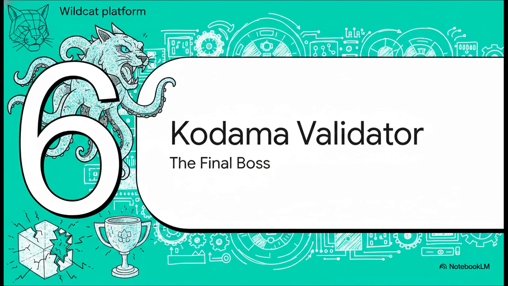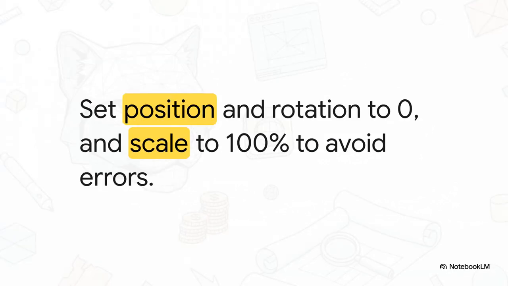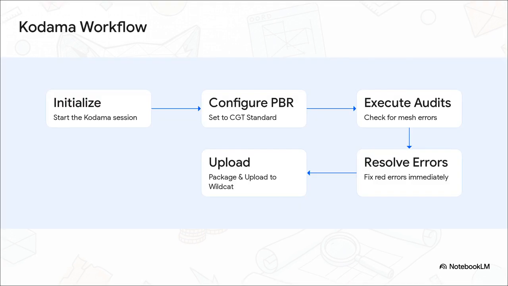All right, it is time to face the final boss, the Kodama validator. Even if your model looks absolutely perfect, if it fails the automated Kodama Validator plugin, you can't even upload it. Before you run the plugin, you must burn this rule into your memory. Reset all transforms, position and rotation must be precisely 0, and scale must be exactly 100%. The error "objects have non-reset transforms" is the single most common roadblock that ruins artists' submissions and causes them to flood the forums in sheer frustration. Seriously, center your model.